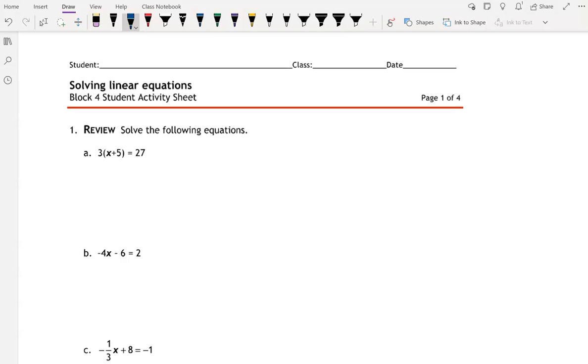Today we're taking a look at Topic 11, Block 4, and we are solving linear equations that involve all different kinds of mathematical operations. And so we're just going to get started with a little bit of review. So let's take a look at our very first review question. 3 multiplied by the quantity x plus 5 equals 27. So I'm going to rewrite that so I have more room.